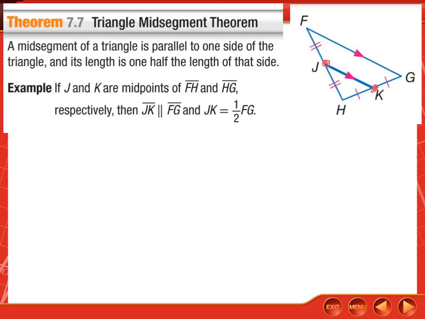All right, let's just assign a variable here. HK, let's say that's X length long. If K is a midpoint, then KG is also X length. And over here, let's say JH is Y in length, then JF is also Y, because those are midpoints. They cut a segment into two equal halves.